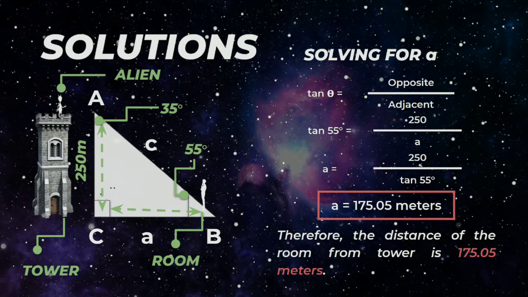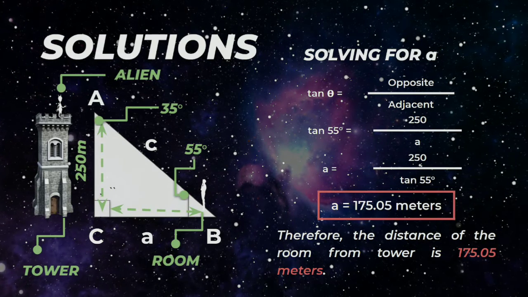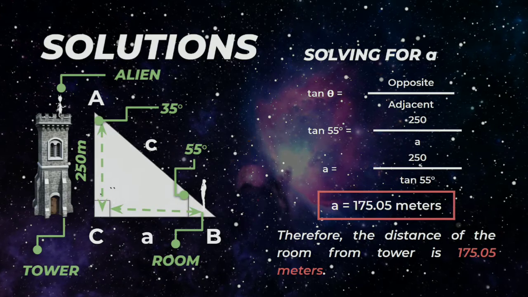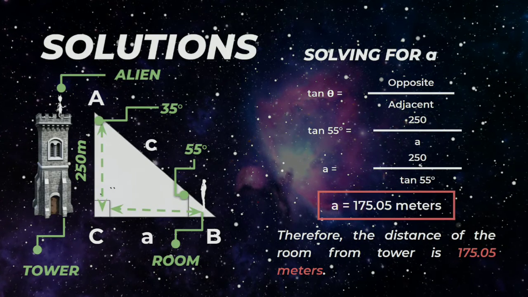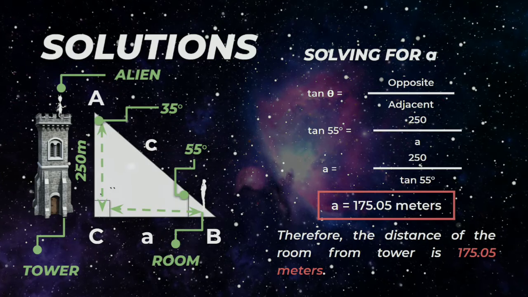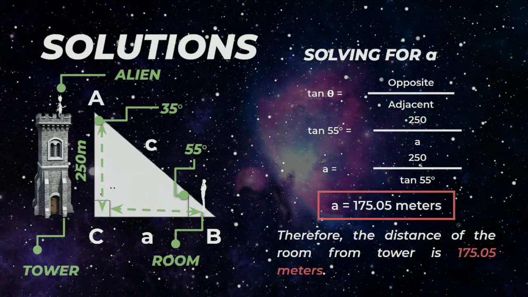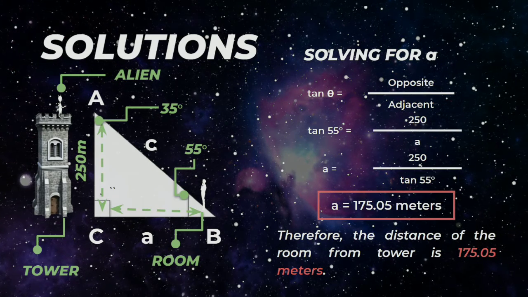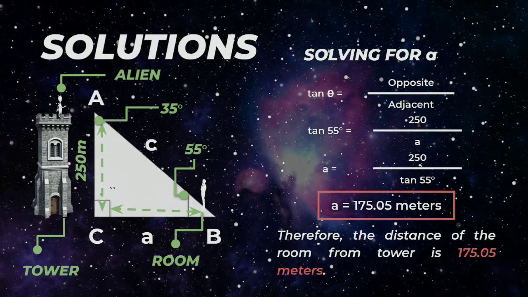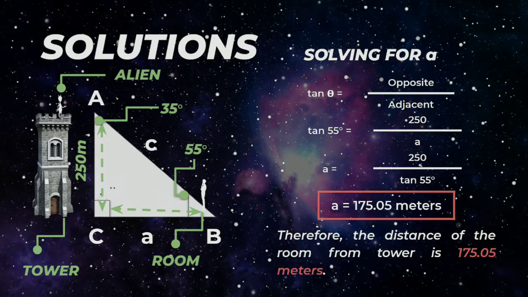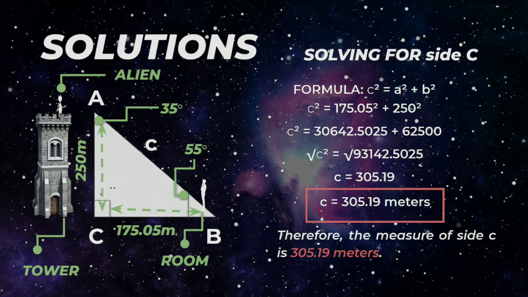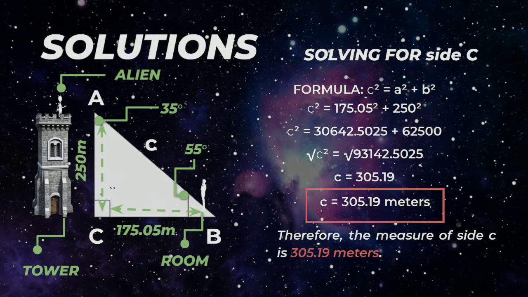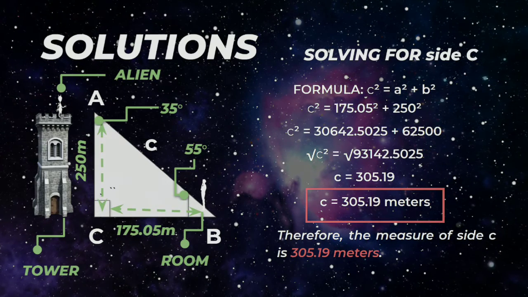It would be tan 55 degrees is equal to 250 over A. Multiply the A to both sides and then divide tan 55 degrees to make it A is equal to 250 over tan 55 degrees. Therefore, the distance of the room from the tower is 175.05 meters. The fourth and final step is solving for the hypotenuse using the Pythagorean theorem with the formula c squared is equal to a squared plus b squared.